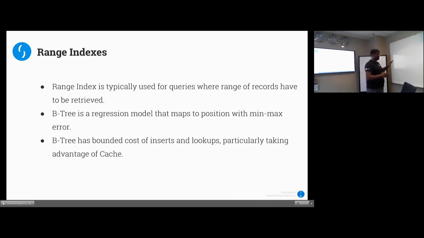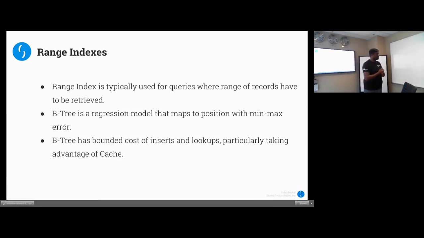So the B-tree, again as I said, is nothing but a regression model which is going to give you a position with a good min-max error rate. Where can you really find it? If I can't find it, how many iterations or cycles do I need to get to the next thing? Any questions?